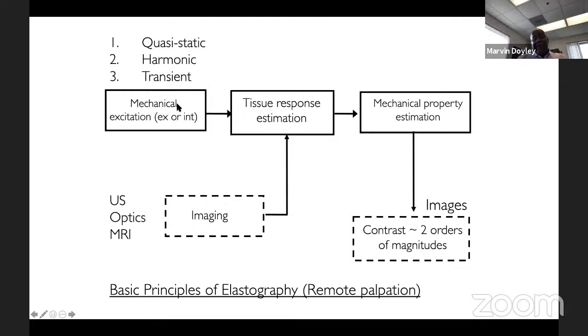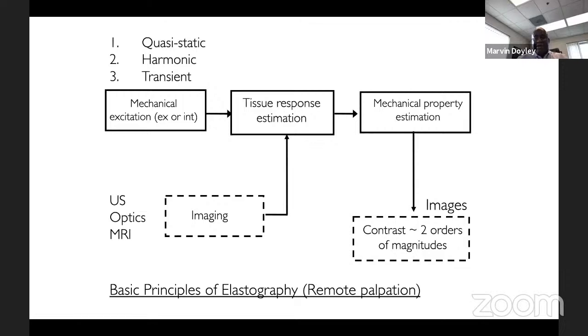Once we perturb that tissue mechanically, we have to measure the response, and this is where your imaging comes into play. You can use ultrasound, optics, MRI, or CT. A lot of imaging modalities are very sensitive to motion. Actually, a lot of the time we don't want the motion because it typically screws up the images. But here we use the ability of those imaging systems to detect motion to measure the response.